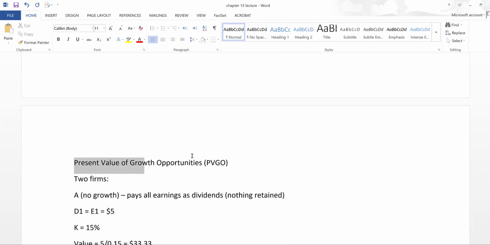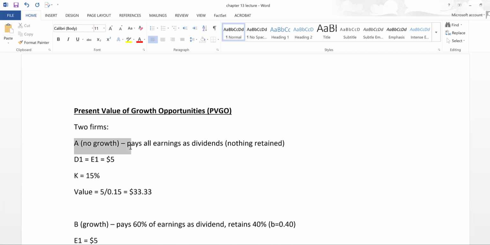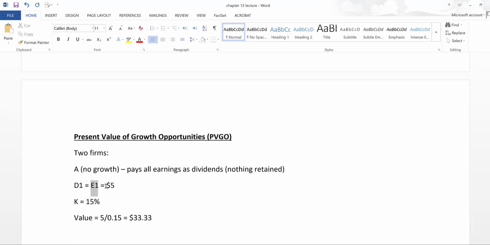So I'm going to assume that there are two firms, A and B. Firm A is a no growth firm. All right, if it is no growth, meaning it pays out all of its earnings as dividends, it does not retain anything, it does not have any need to retain any earnings to reinvest in the business, it's not growing at all. So for this firm, earnings are $5 per share, and therefore dividends are also going to be $5 per share, pays out all the earnings as dividends. Okay, required rate of return is 15%, right?